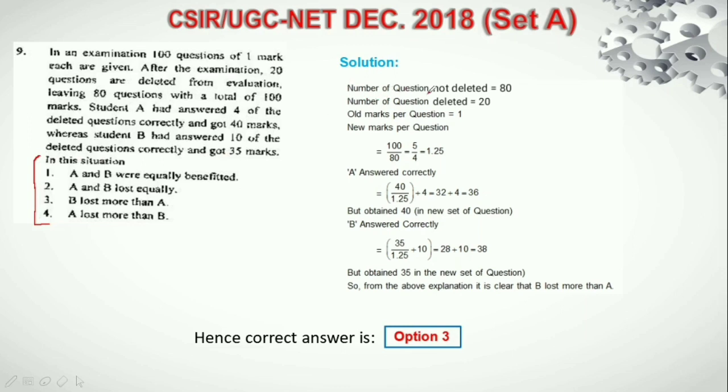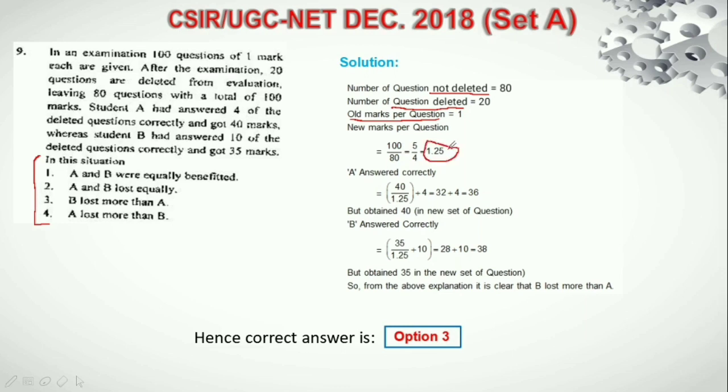Total number of questions which were not deleted is 80 and number of questions which were deleted is 20, and as per old scheme, one question was having 1 mark, but now 80 questions are of 100 marks. So this means new marks per question will be 100 divided by 80, which is 1.25.